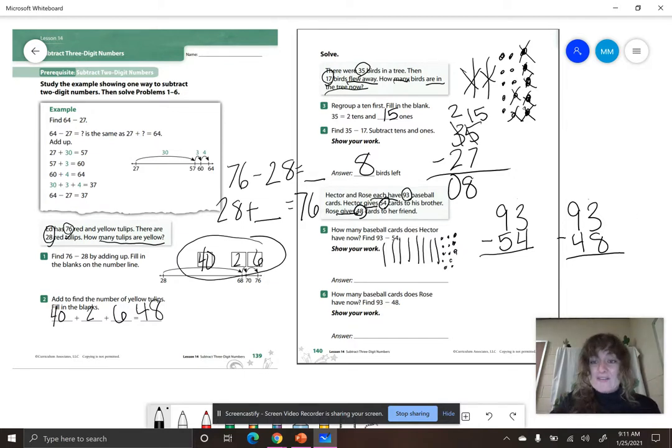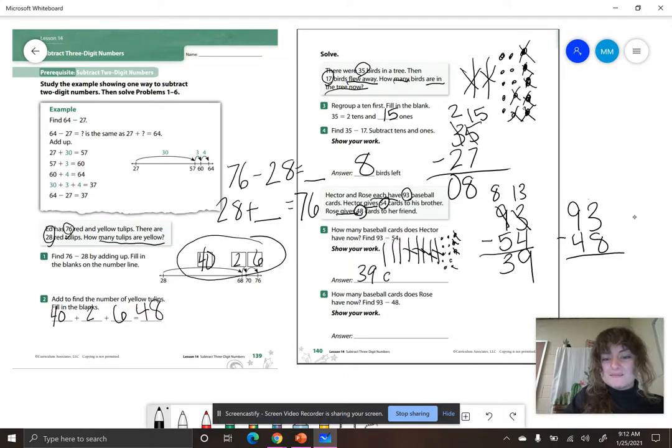So now I have 8 tens and 13 ones. Smarties, this is still 93. I've just regrouped to help out my ones place. Now I can take away 4. 1, 2, 3, 4. How many ones do I have left? 9 ones. Now I go to my tens place. I have 8 tens, and I'm taking away 5. 1, 2, 3, 4, 5. How many tens are left? 3 tens. How many baseball cards does Hector have left? He has 39 cards.